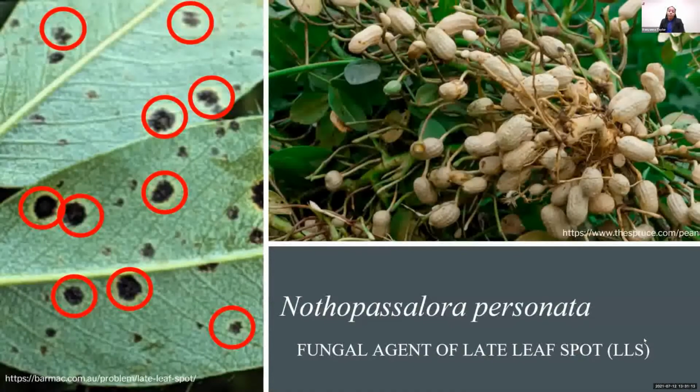Going over the first disease, we have Nothopassalora personata, which is the fungal agent of late leaf spot. It is a disease that favors wet weather from rain, infrequent dew, or high humidity. This disease causes yield loss from defoliation of diseased leaflets, and the symptoms are circular chocolate spots, which you can see in these red circles on both sides of the leaves.